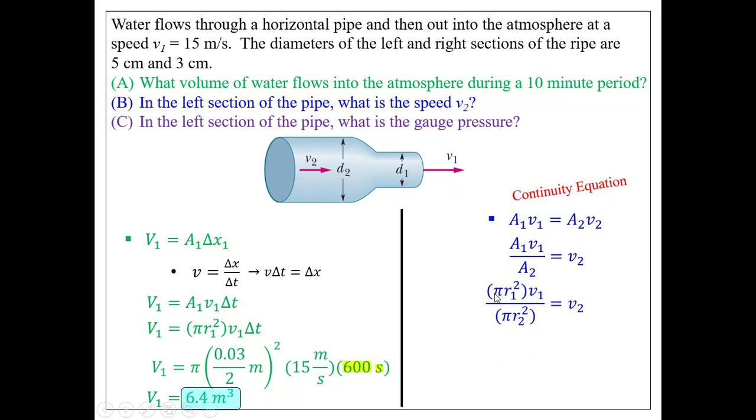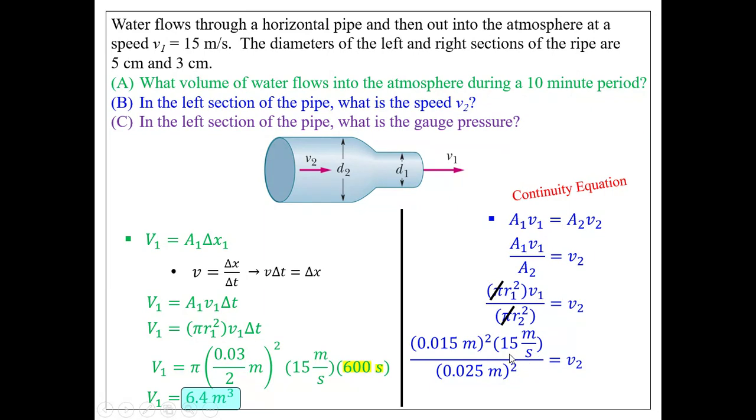A1 is simply pi r1 squared times V1, and then A2 likewise is pi r2 squared. And you notice here the pi in the numerator and the pi in the denominator cancel out, so really it just becomes a ratio. Well, what is R1? R1 is 0.015 meters. Once again, the diameter D1 is given as 3 centimeters. Don't forget to convert this to meters and then divide it by 2 to find the radius.